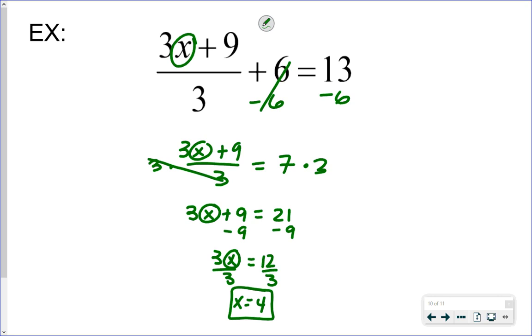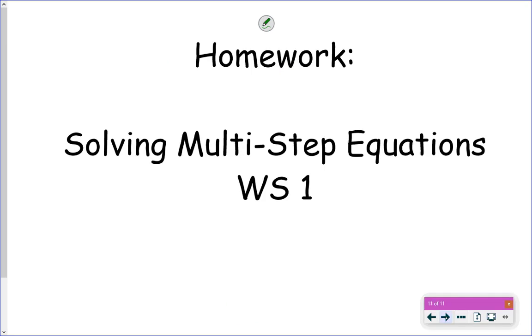All right, so those are 2 good examples of the multi-step equations you're going to be solving. You've got worksheet 1 and worksheet 2 to do this week.